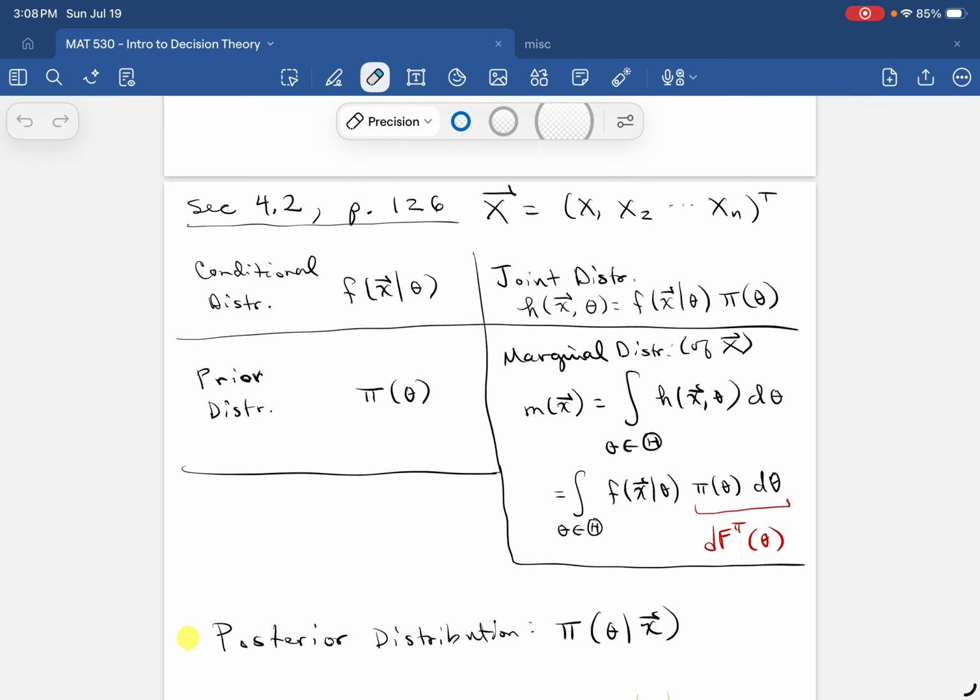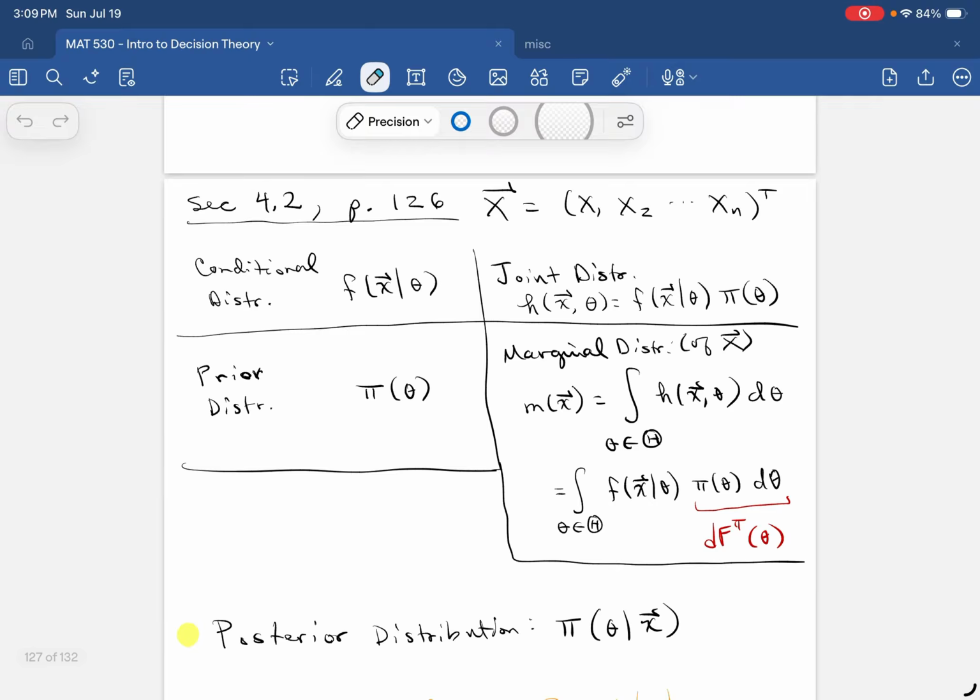So we have the conditional distribution as given here, and then we have a prior distribution. We talked a good bit about how to find those. And then if we multiply those two, we get the joint distribution. And then to go from the joint distribution to the marginal distribution of our data, we integrate out theta. And then once we have the joint distribution and the marginal of x, we can form the posterior distribution of theta given the data. And remember that to get that distribution, we will just divide the joint by the marginal.